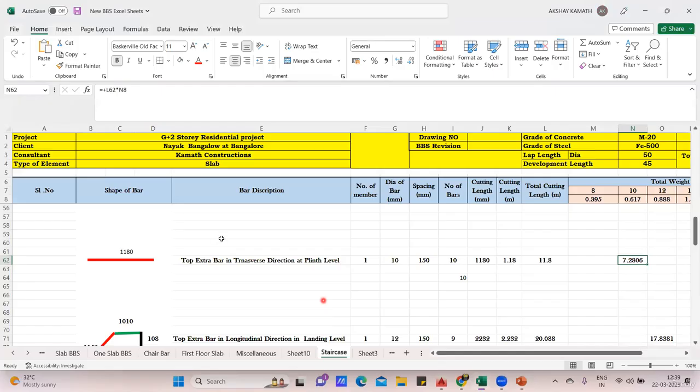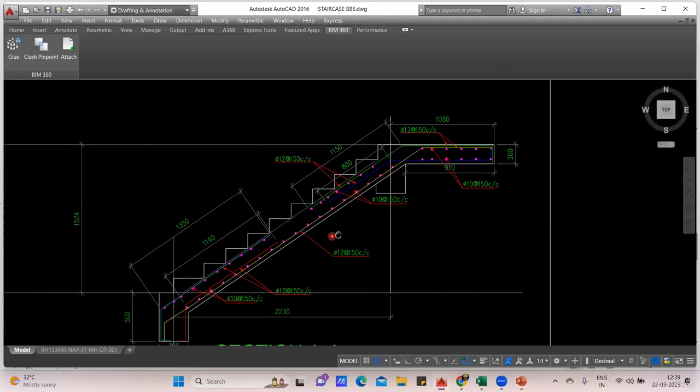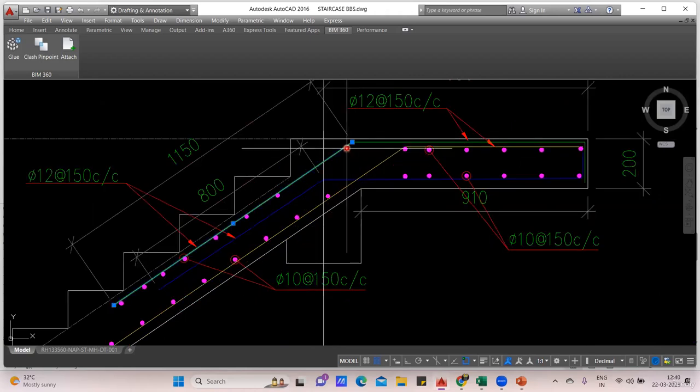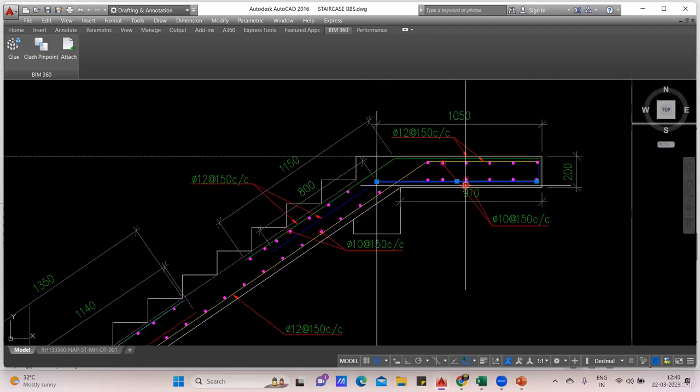So up to here I've explained everything. So in the next lecture, up to the bottom part, everything is done. Next lecture will go with the top bar. So this green color bar I'm supposed to explain. Then I explain you the blue color bar. If I explain these two bars, your entire staircase BBS will be done. Got it? So we'll see you back in the next lecture.